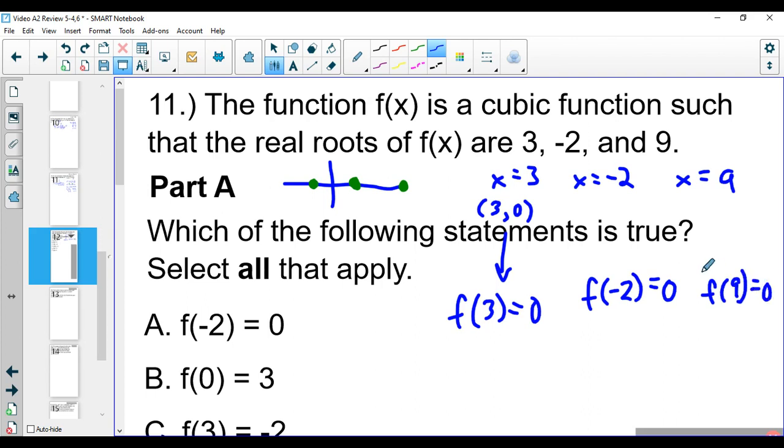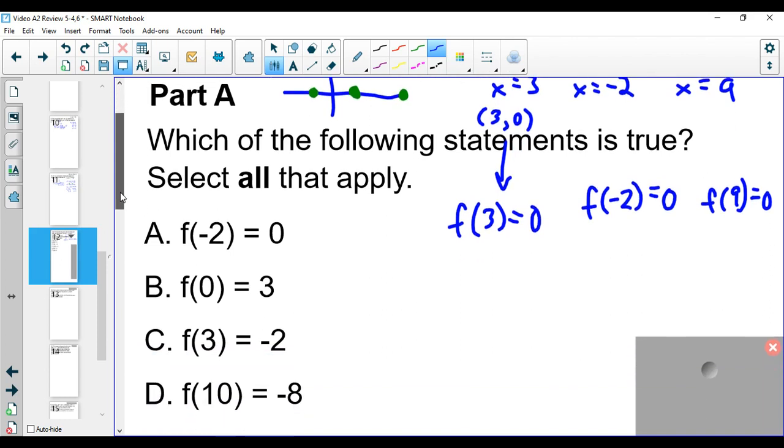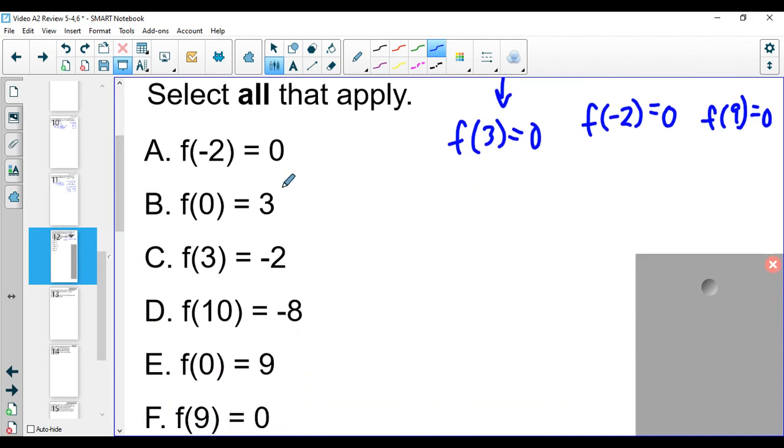That's what a real root tells us, because when we say f of x, we're saying, okay, what x value are we giving the function? And this coordinate tells us if we give the function an x value of 3, it's going to give us a y value of 0 back. So 3, 0 and f of 3 equals 0 essentially mean the same thing. Then let's just see which of these choices match.